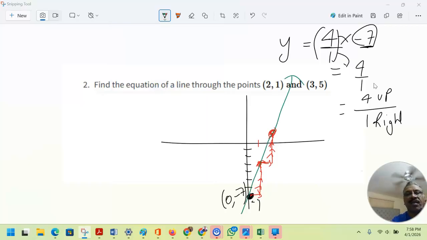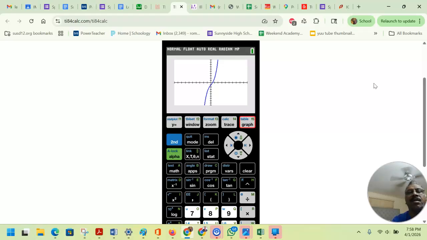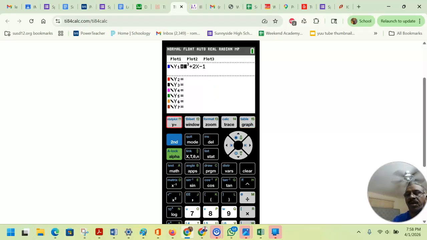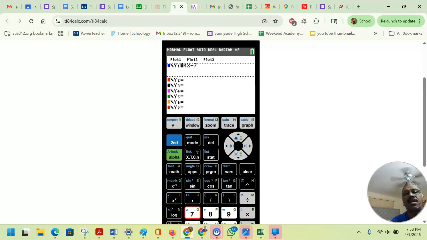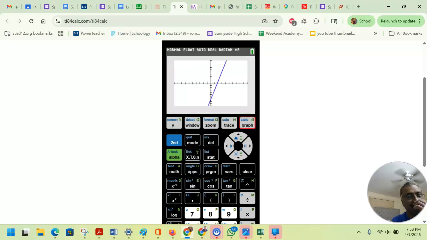If you want to see this on the calculator, I'm going to clear this, and then put 4x, so 4 and x, and minus 7. So I put minus 7. And now let's graph. You can see that directly you get a line.